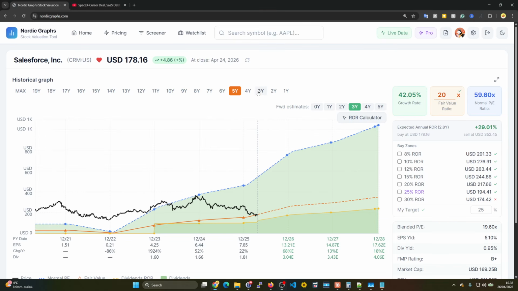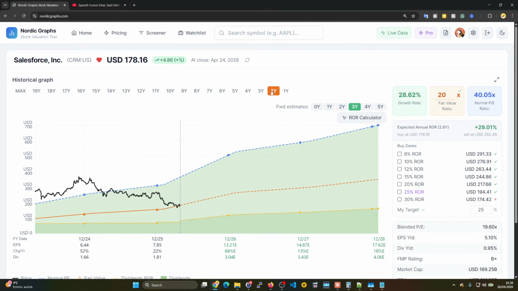We can also shorten the period to visualize this maybe a bit easier, and we can also see that the growth rate, since it's calculating that based on the start and the end of this period, drops down to 28%, so we could still argue a fair value PE of 28.